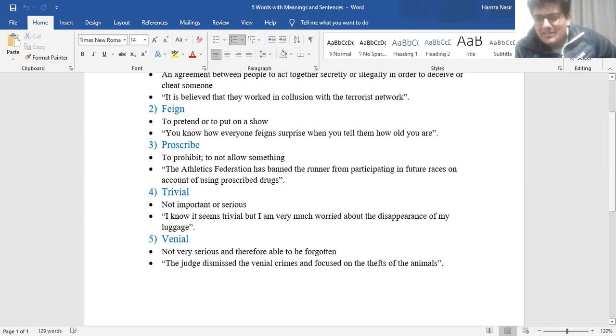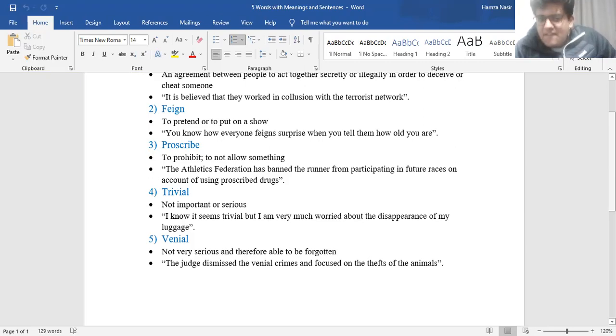And the staff is apparently not really that bothered about it, they don't really care. And you, on the other hand, are pretty much exasperated. So you're like, hey guys, to you, it might not seem something worth a lot of attention or worry, but it's actually very troublesome for me because it's my luggage, right? So trivial means something that is not important or serious. I know it seems trivial, but I'm very much worried about the disappearance of my luggage.